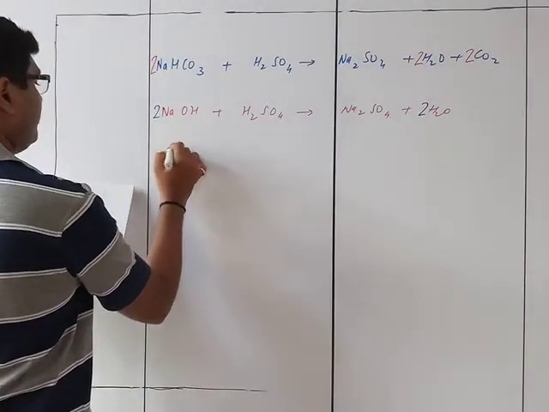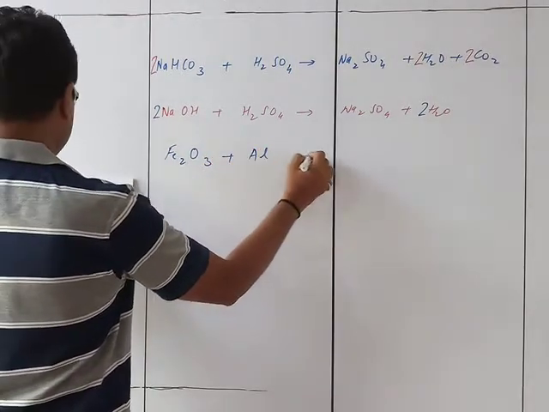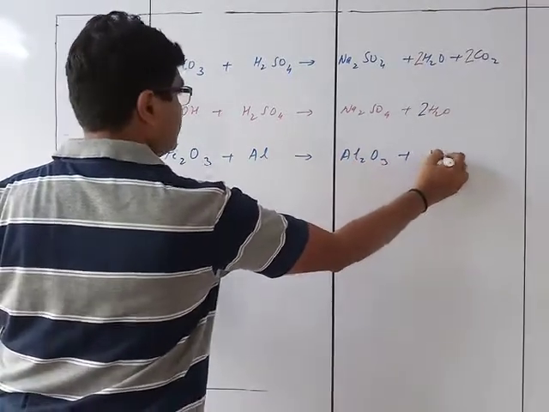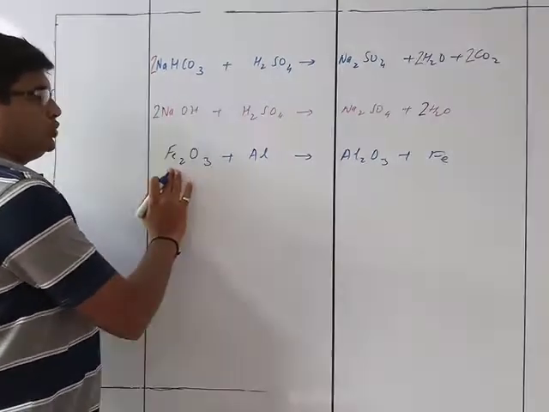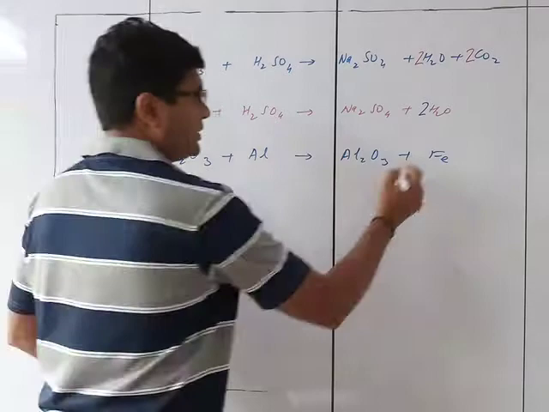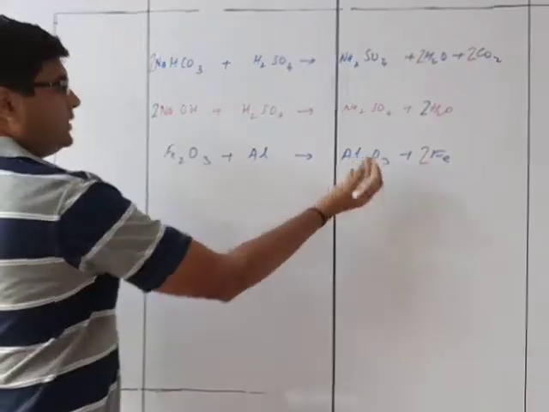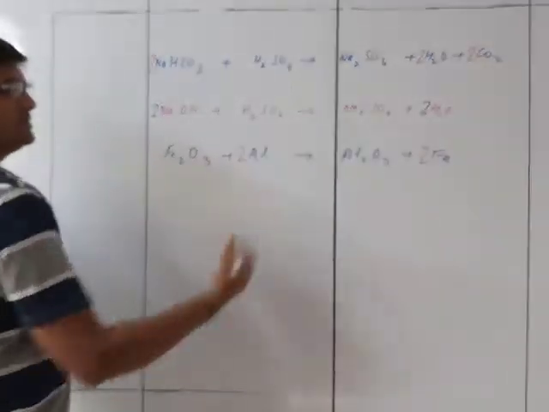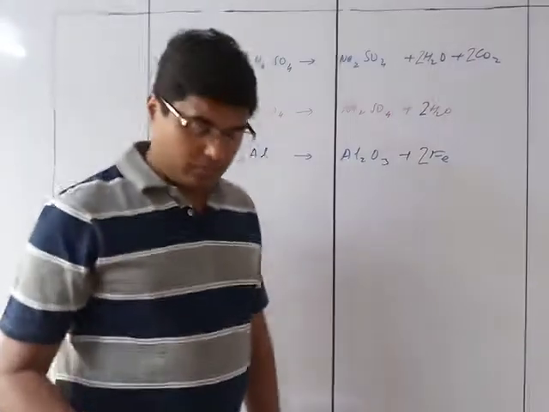Let's take Fe2O3 plus Al gives me Al2O3 plus Fe. We'll start with Fe. Fe is 2. Here it is 1. So I need to put a 2 over here. Now O is 3 over here, O is 3 over here, not a problem. Al is 1 over here, but it's 2 over here, so I need to put a 2 over here. This balances the equation: Fe2O3 plus 2Al gives you Al2O3 plus 2Fe. So quite easy.